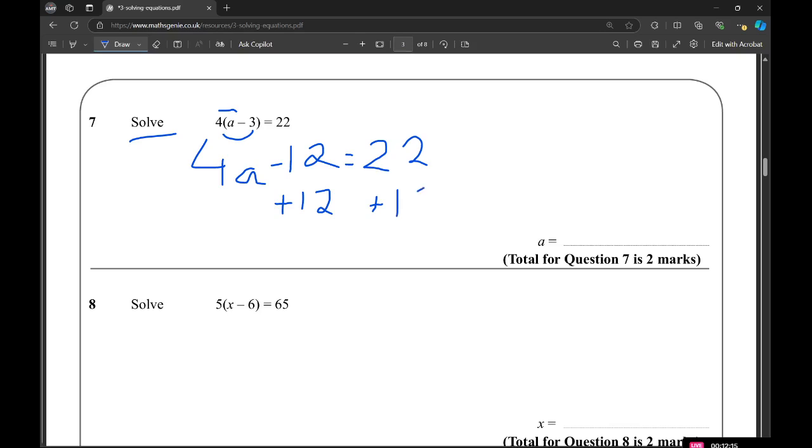So you have 4a equals 34. What's the opposite of times, you guys? That'll be to divide. Divide by 4 on both sides. Half it and then half it again. So that'll be 17 over 2. If I want to, I can write it as 8.5. Either answer would suffice. Again, my advice is leave it as a fraction if you can.